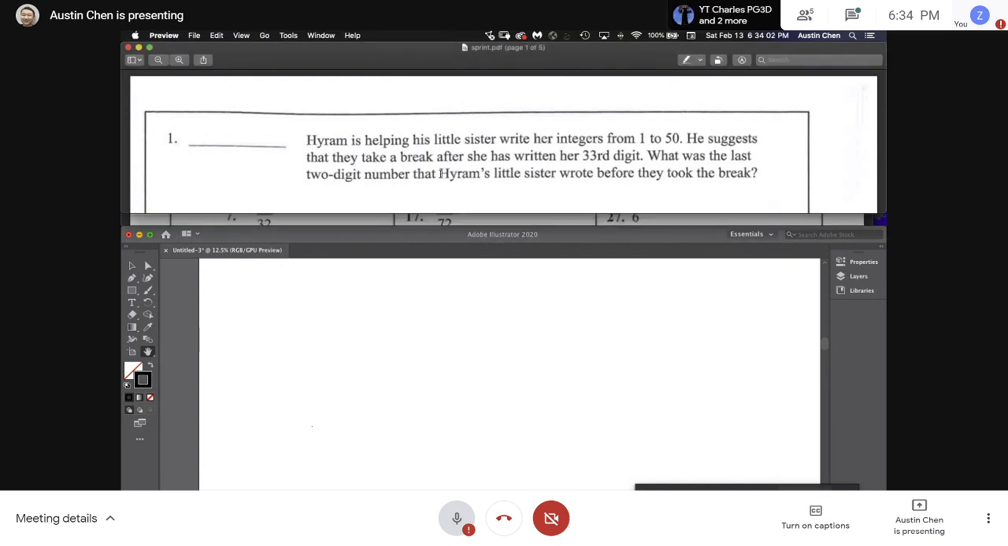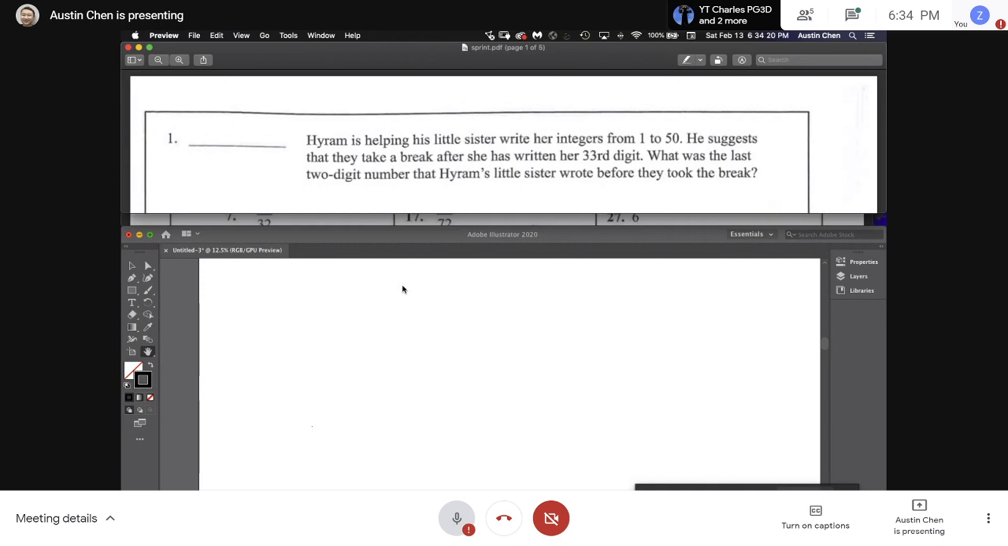We're on sprint number 1. Hiram is helping his little sister write her integers from 1 to 50. He suggests that they take a break after she has written her 33rd digit. What was the last 2-digit number that Hiram's sister wrote before they took the break?